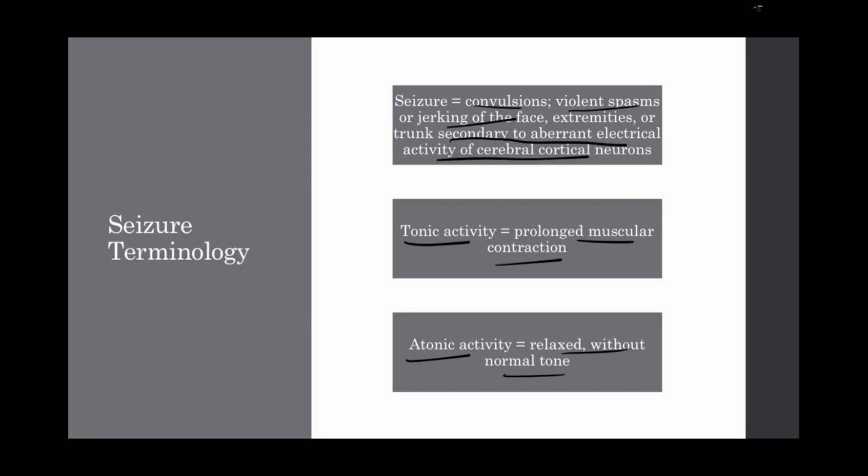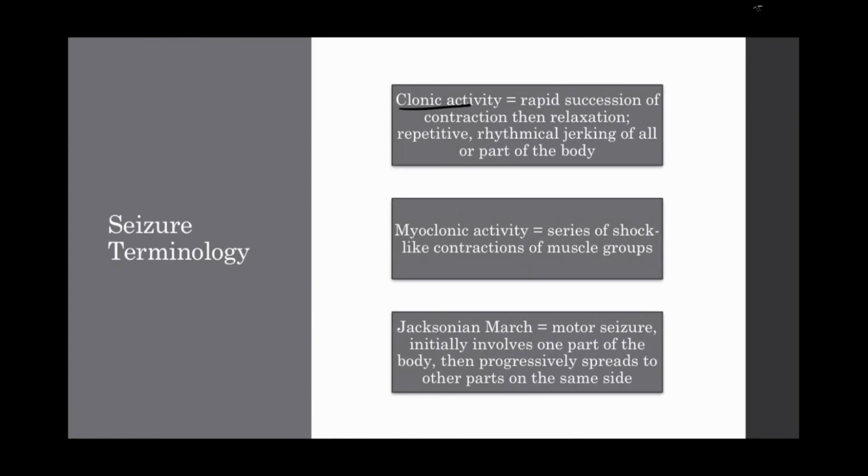So when they go to atonic, they just flopped on the bed. Nothing's going on. Clonic activity is the rapid succession of contraction, then relaxation. So a tonic-clonic seizure, they're going to seize, they're going to relax. They're going to seize, they're going to relax. When you guys check for clonus, clonus is that rhythmic beating of the foot due to the Achilles tendon being stretched too much. So that's clonus. So clonic activity, same thing, repetitive movements. That's what clonic activity is. Myoclonic activity, shock-like contractions of muscle groups.